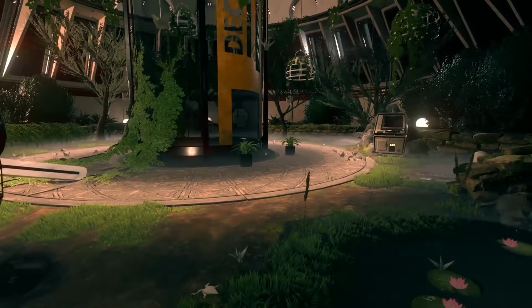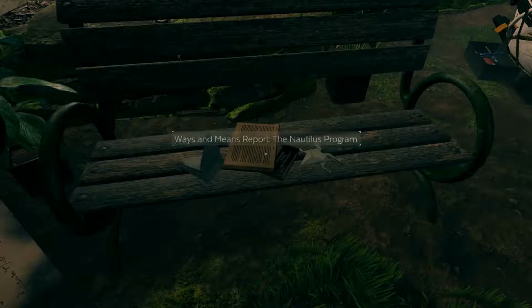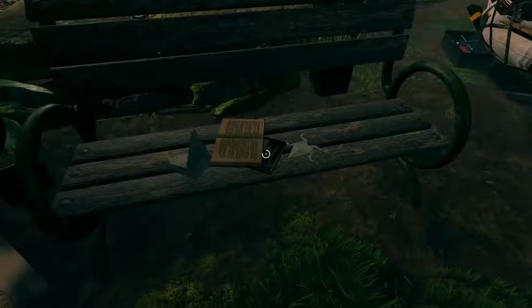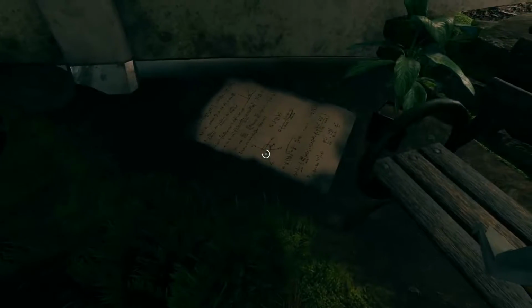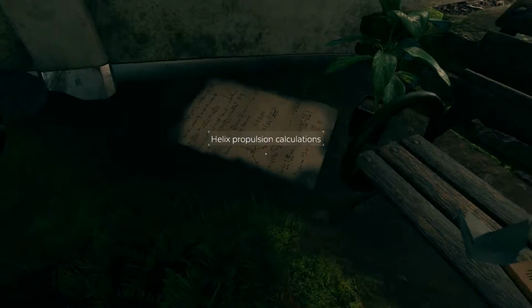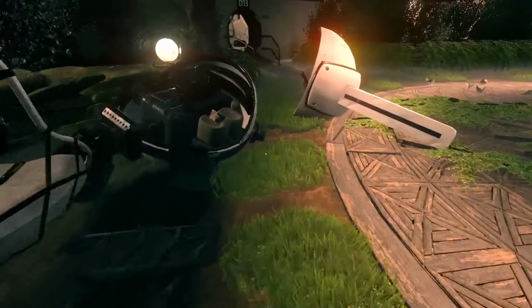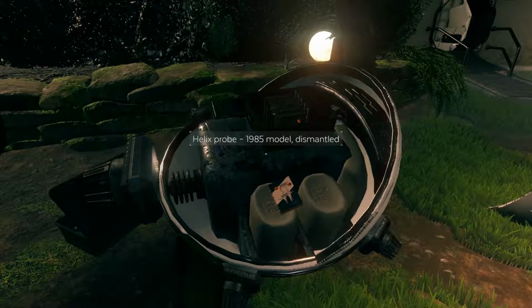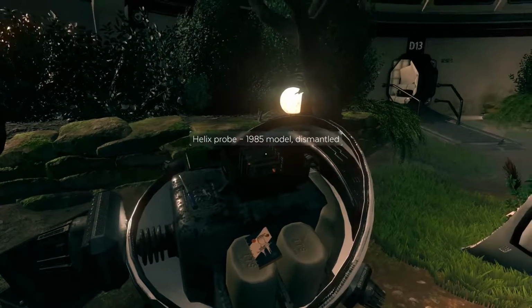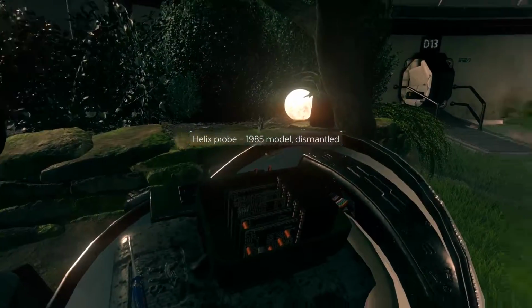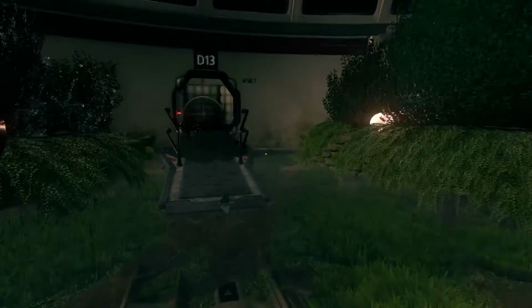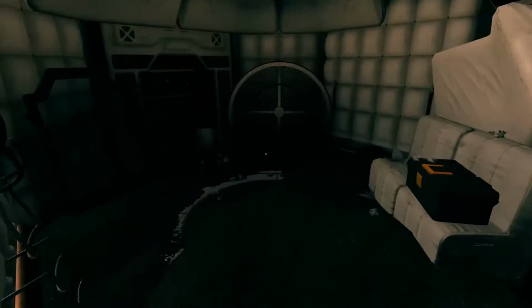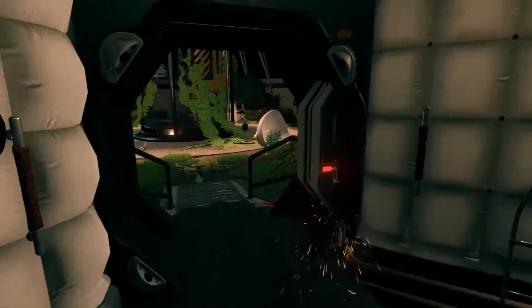Am I supposed to break a window with one of the probes? Because that was one of the things that was written down. Because there's calculations to break a window. Helix probe model dismantled. Yeah, so that's the clue, the Helix probe, right? And that's what those things are outside.